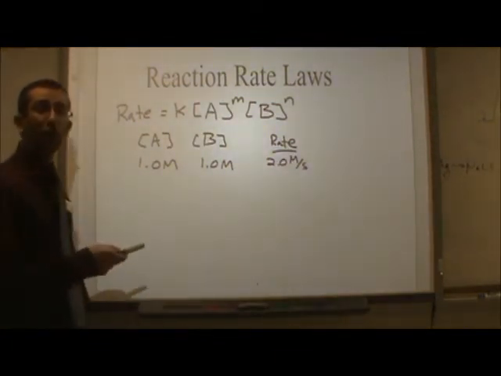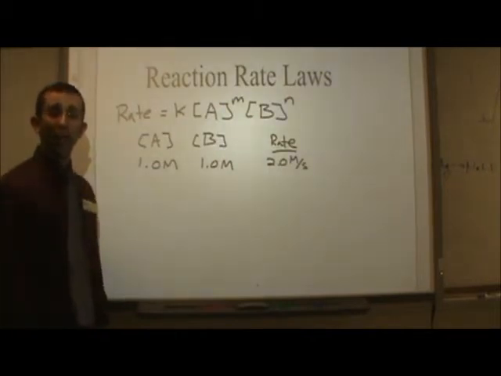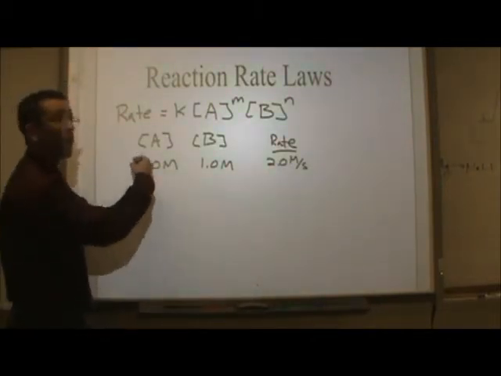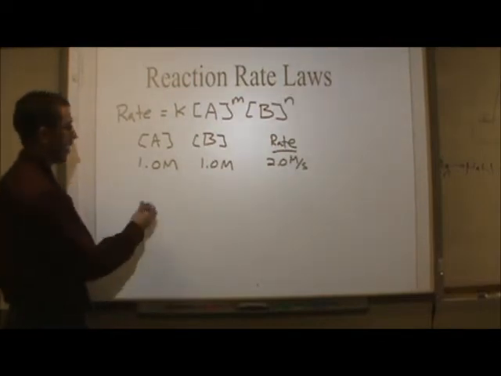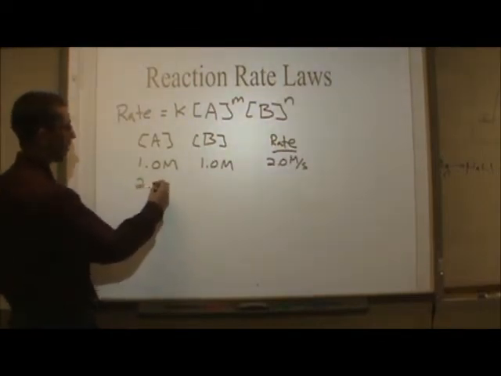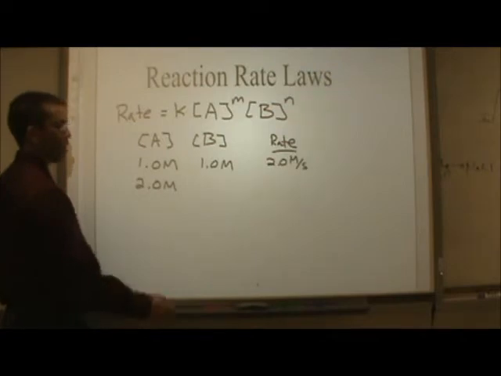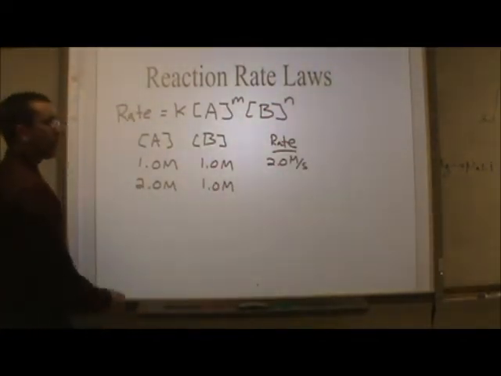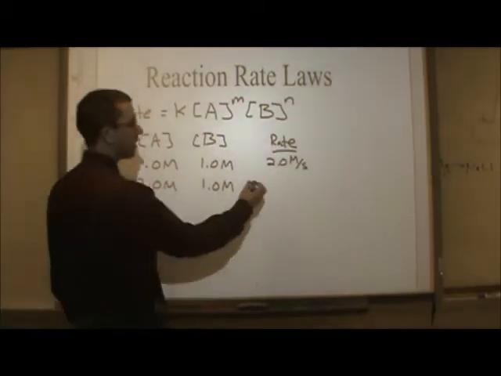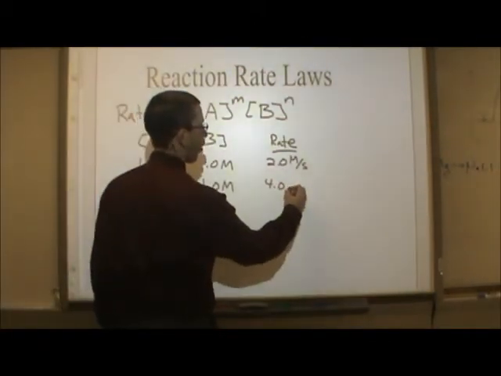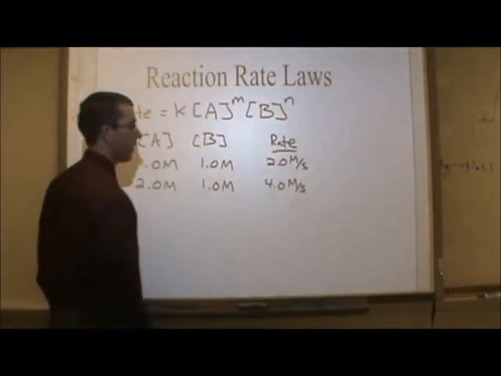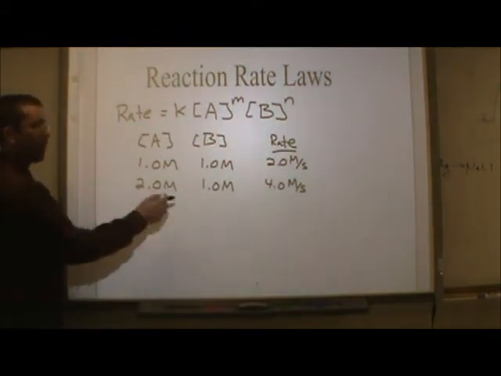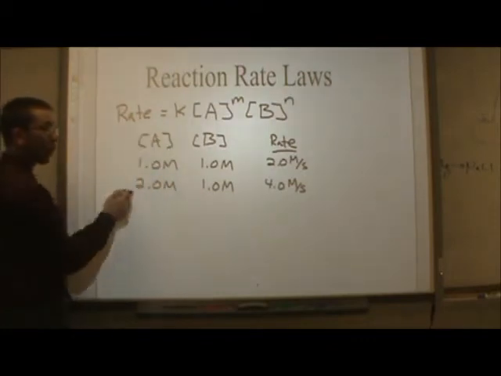Now, to be able to do this, you actually have to do more than one reaction. You have to be able to compare. So how to best test this is to double one of the reactants at a time. We're going to double the concentration of A. We're going to leave the concentration of B the same. And if this occurred, let's say that the rate went up to 4.0 molarity per second. We've doubled the concentration of A and kept B the same, so we're just going to look at A.